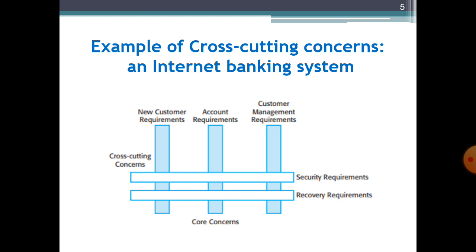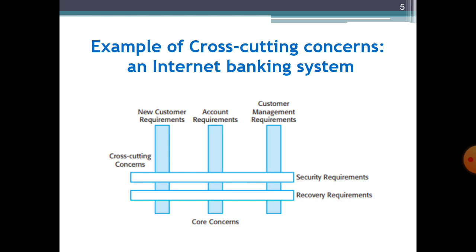So here is another example for you, students, about cross-cutting concerns. These cross-cutting concerns we have discussed in great detail, and now I would like to consider an example of a banking system. This diagram represents an internet banking system. As you can see, our core concerns are those related to functional services of the system, like new customer requirements, account requirements, and customer management requirements. All of these three are core concerns which are our functional requirements.